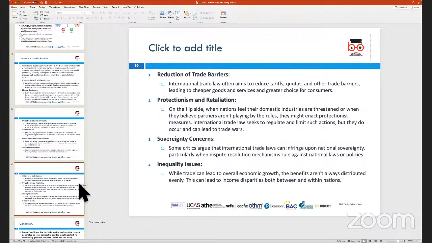And then we look at other points like reduction of trade barriers, protectionism, and retaliation. We look at inequality issues. Sometimes retaliation would be that if the US were to impose, let's say, a duty or levy on certain types of goods coming from China, China does the same in retaliation, imposing trade barriers or higher customs duties on certain types of goods being imported from America, which makes these goods much more expensive and dearer.